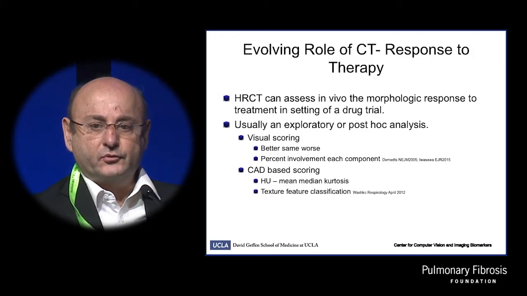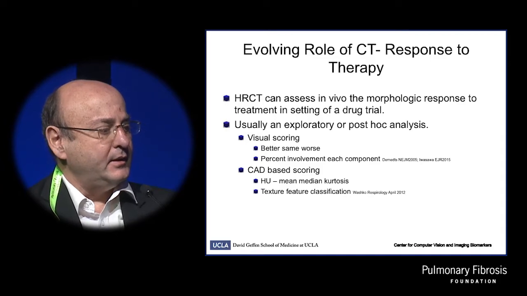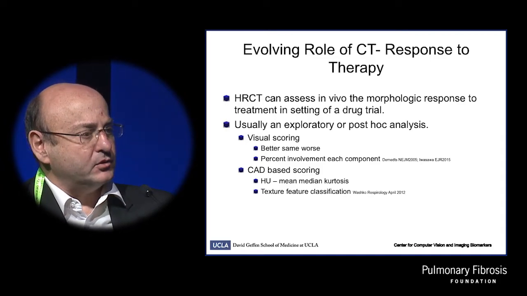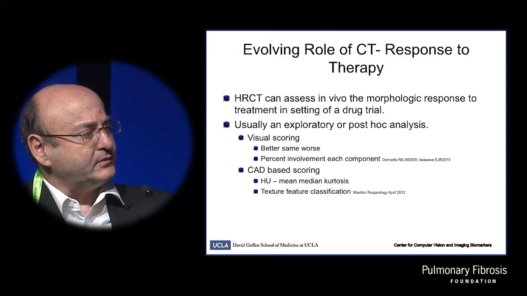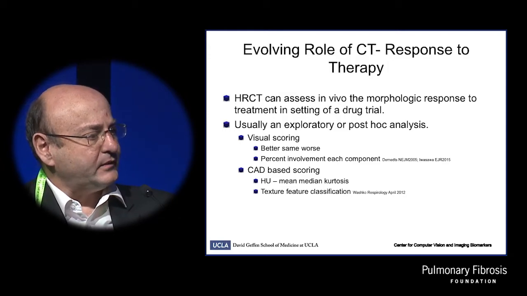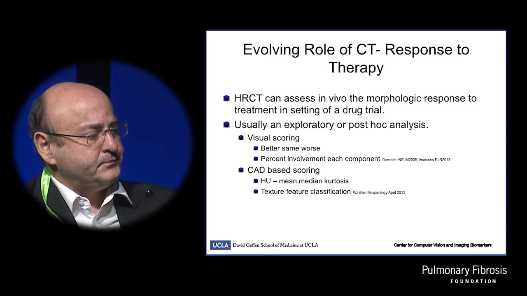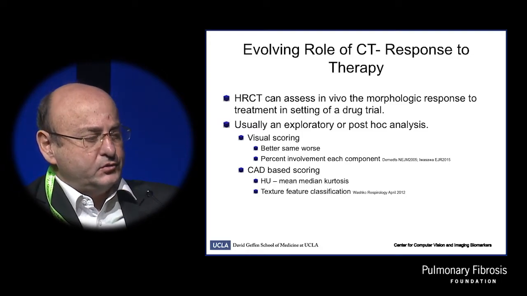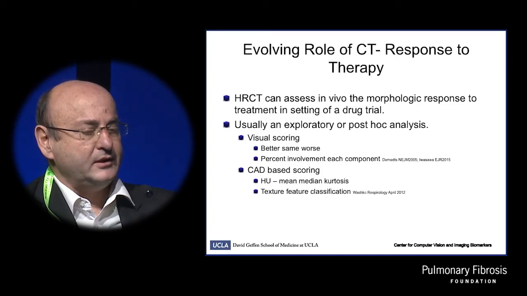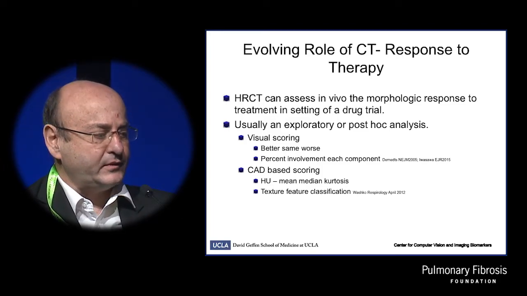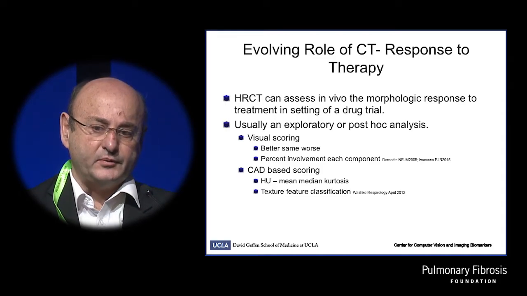The other area is the role of CT to assess treatment response. Certainly, we have a very good way of looking at the structure of the lung, and can we use CT to assess whether changes are progressing, not progressing, or maybe reversing in certain settings. To date, this has usually been an exploratory or a post hoc analysis done visually, the reader looking to see what's better, same, or worse, or the percent involvement, is there 10% now but 5% later?